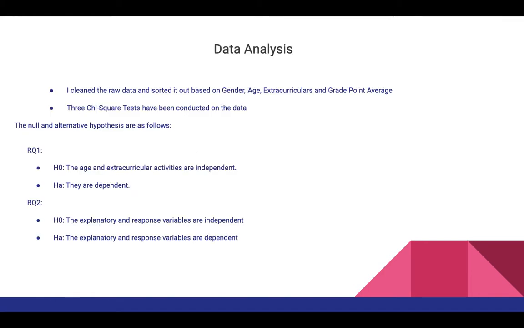For my data analysis, I was able to clean and organize it on Google Sheets, and I was able to organize it based on gender, age, extracurricular activities, and grade point average. And I conducted 3 chi-square tests for all my research questions, and the null and alternative hypotheses are as follows. So for my first research question, my null hypothesis is that age and extracurricular activities are independent, and my alternative hypothesis is that age and extracurricular activities are dependent.